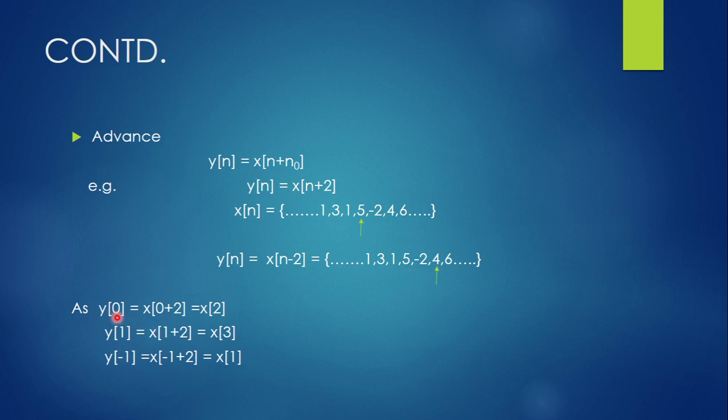Similarly, we can have y[0] as x[0 plus 2], that is x[2], y[1] as x[1 plus 2], that is x[3], y[minus 1] as x[minus 1 plus 2], that is x[1]. So these are the two types of time shift. One is the delay, one is the advance. In delay, your sequence will be delayed by any number of samples. It may be 2, 3, 4, 5, anything like that. In the advance, your sequence will be advanced by some number of samples.